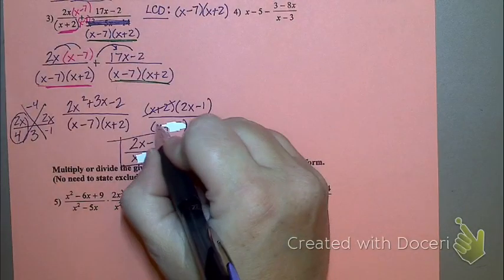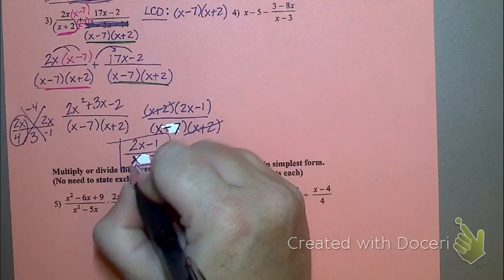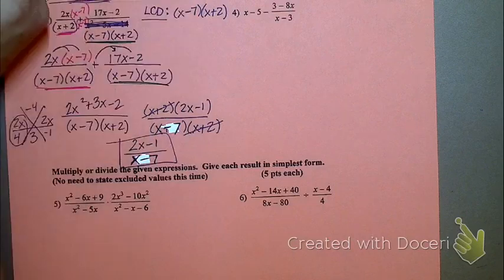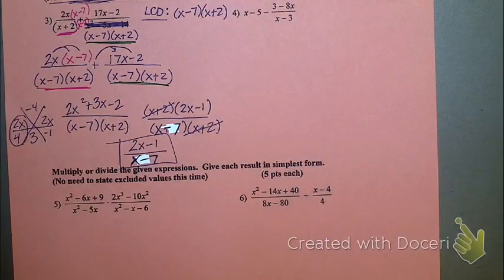That's an x minus 7 and an x minus 7. I was so intent on making it an x plus 2 because last period I accidentally called it x minus 2 and things weren't canceling. And I was like, what did I do?